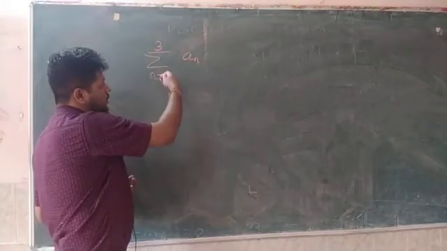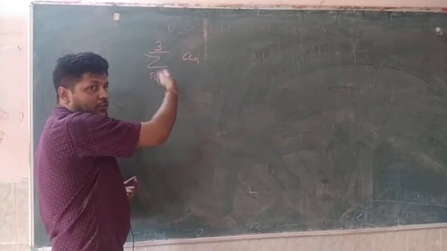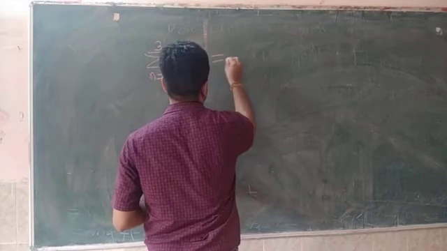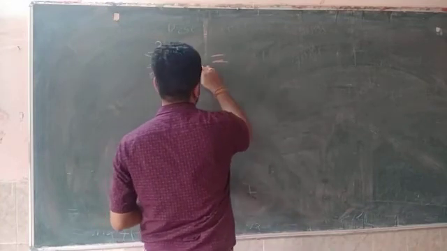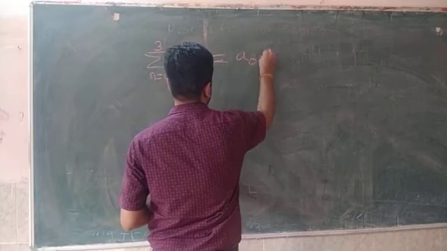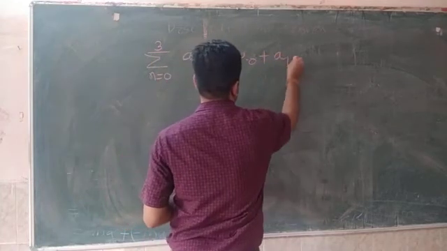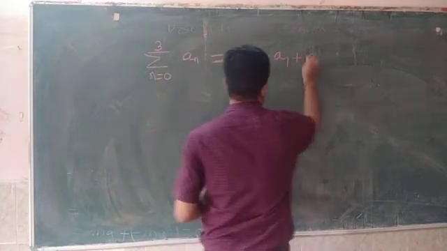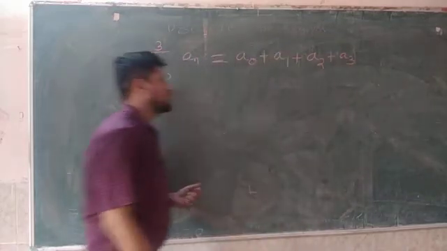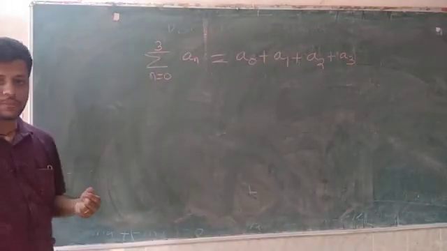Summation means you have to go from the lower limit to the higher limit and add. So if I open it, first the lower limit is 0, so for an we write a0 plus a1 plus a2 plus a3. So this is the addition of 4 samples.